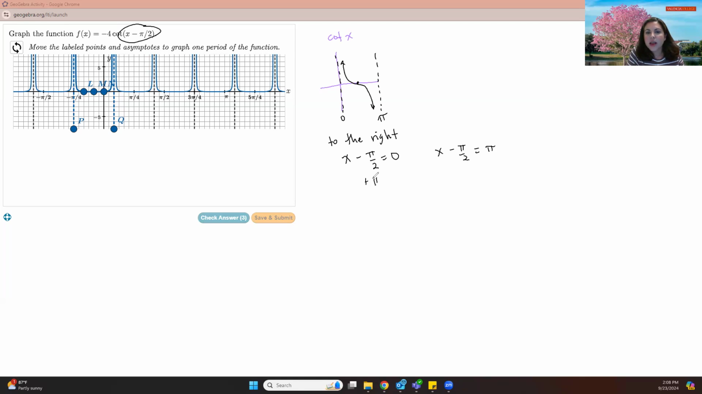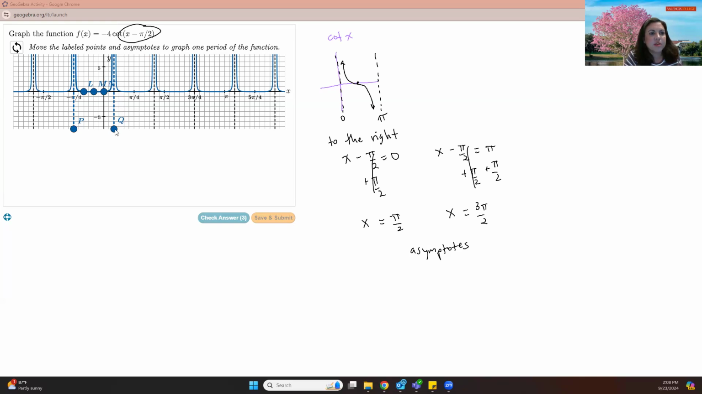But if I add pi over 2 to both sides here, that shows us how now our asymptote for the left is moving over to positive pi over 2. And then the one to the far right is moving over. If I add pi over 2 to pi, that gives me 3 pi over 2. And again, these are the locations of the asymptotes. So that's the first thing I'm going to look at in this graph.